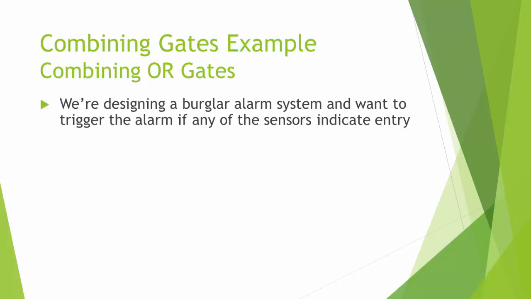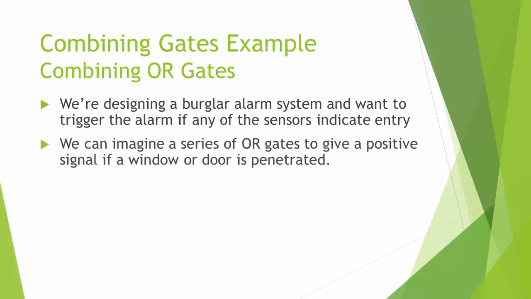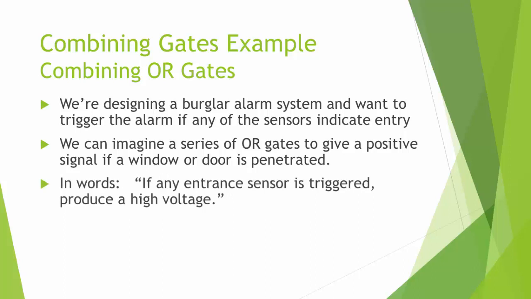But the key thing is just for a signal from our processor, from our set of gates, to go to high as soon as any of these sensors go. Remember, we don't want all of the sensors to go. We don't expect our burglars to enter through every window in our house at the same time. So we need OR gates. All right. And then we can put this in words. If any entrance sensor is triggered, a high voltage will come out of our detector device.